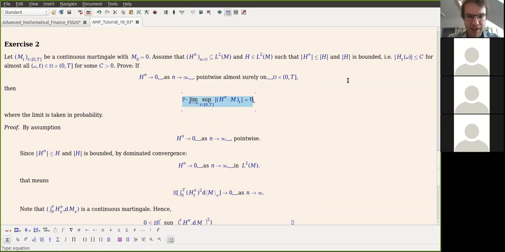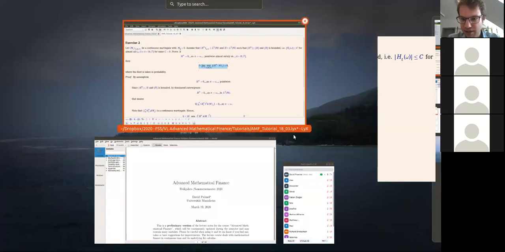Okay, does anyone know how I can share my screen and still see the chat?